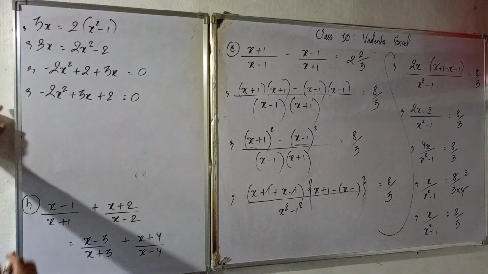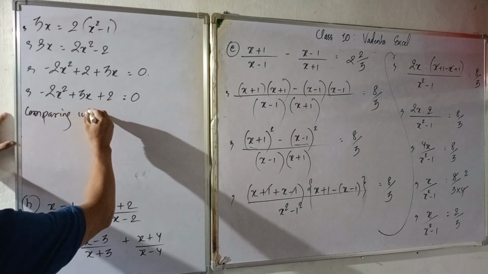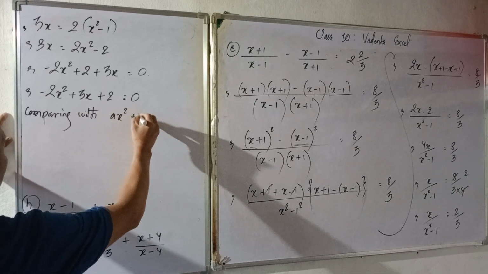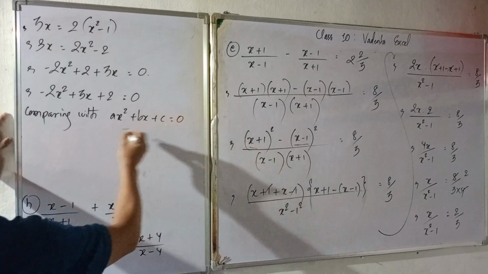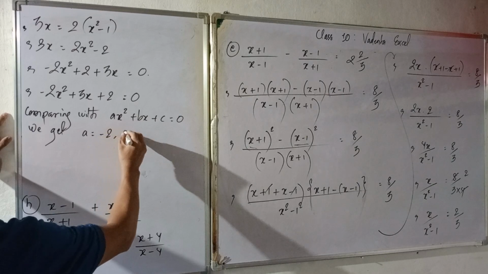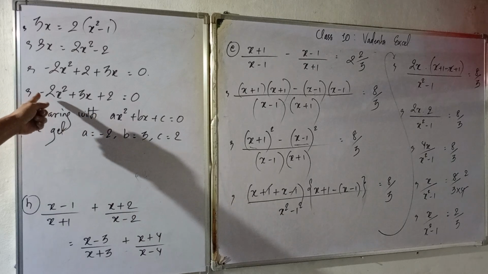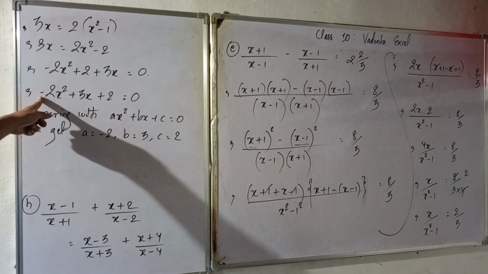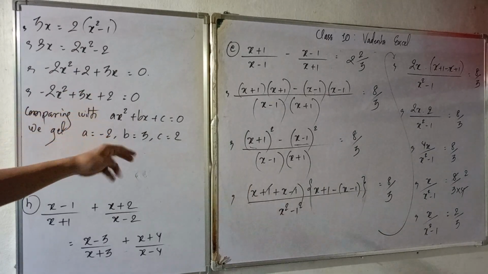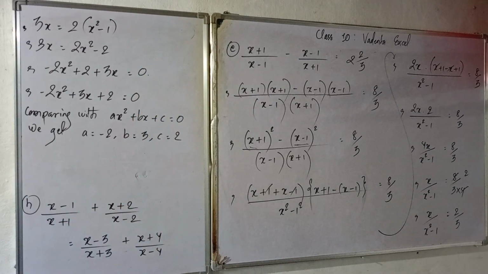Now comparing with ax square plus bx plus c equals to 0, we get a equals to minus 2, b is equal to 3, and c equals to 2. So if you wanted to remove this minus sign, you can take the negative sign common here, and you have to change the sign here. And by doing that method also, the answer will be the same. You should not be worried about that, okay?